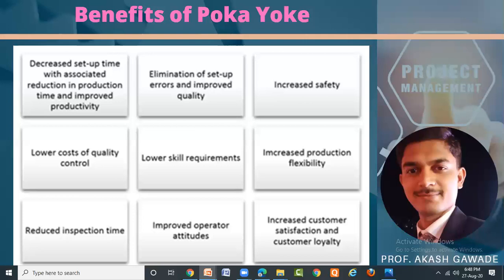See, this Poka Yoke device detects the defect automatically. That means this will reduce the inspection time and also improve operator attitude. Why will the operator attitude increase? Because no defective parts will get supplied to the customers. That's why the operators are satisfied. All parts delivered to the customers are in okay quantity. That's why the operator attitude will increase.